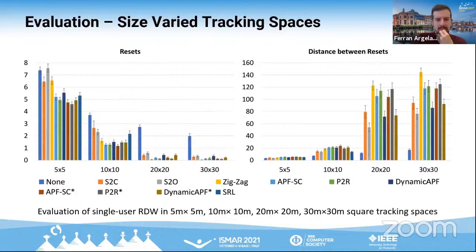The OpenRDW benchmark contains a variety of combined conditions of tracking spaces, virtual paths, and the number of users for adequate evaluations. Here we show a few representative results. All baseline methods use 2-1 turn as the default resetting controller. Additionally, APF-based controllers can combine with the APF resetting controller as alternatives, which are denoted with an asterisk. For size-varied tracking spaces, results of resets and distance between resets are shown in the figure.